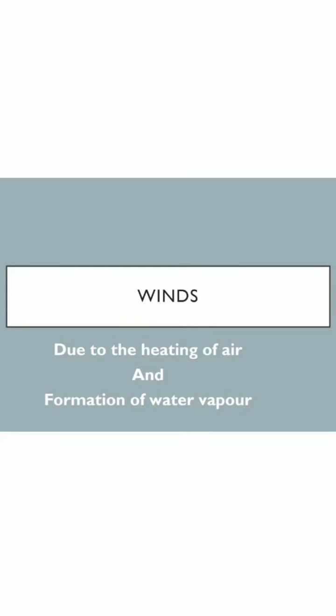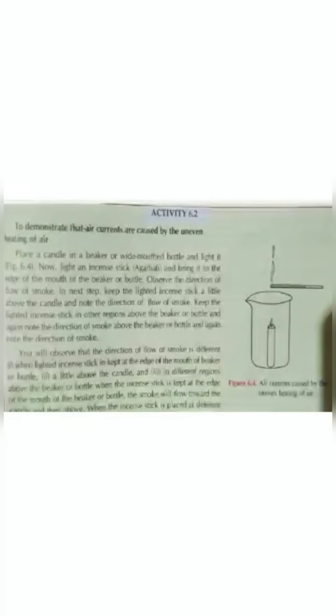All these phenomena are the result of changes that take place in our atmosphere due to the heating of air and the formation of water vapor. So now we can look at activity 6.2 in your textbook. That is to demonstrate that air currents are caused by the uneven heating of air.